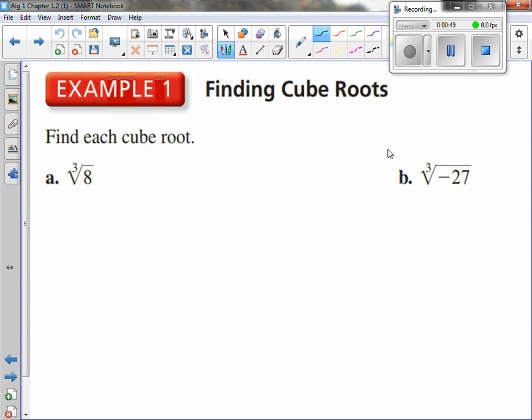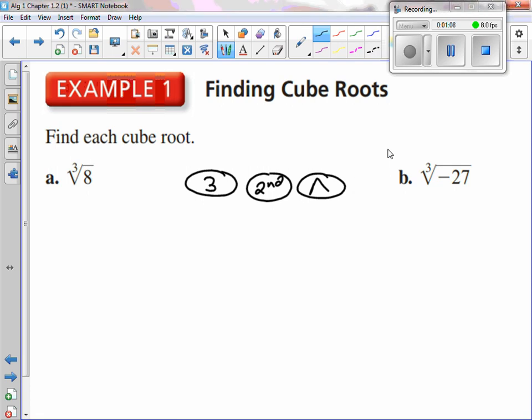For the most part, the way you'll type it in is you'll hit the number 3, second, and what I'll call the caret key, this right here. Second, and then the little caret key. Do you see how you get that little 3 up there? And then the first one we would type in is 8, and we would get 2. Because 2 times 2 is 4, times 2 is 8. So the cubed root of 8 is 2.